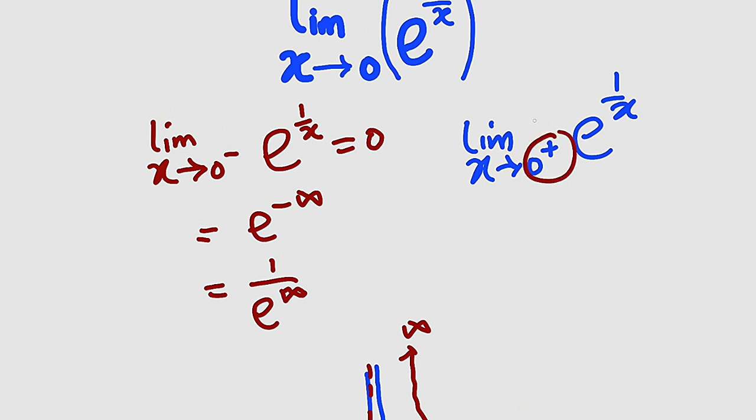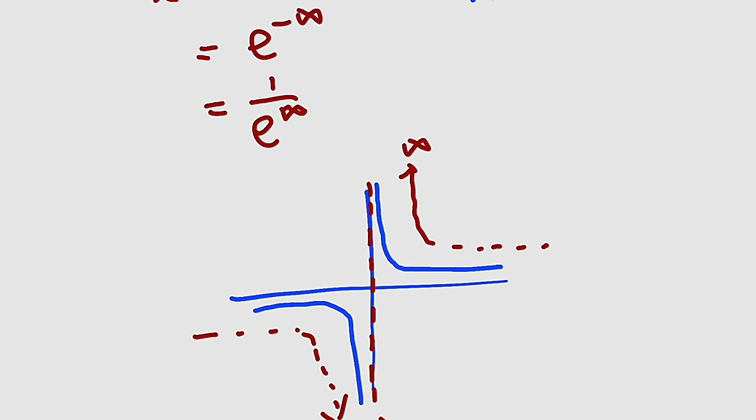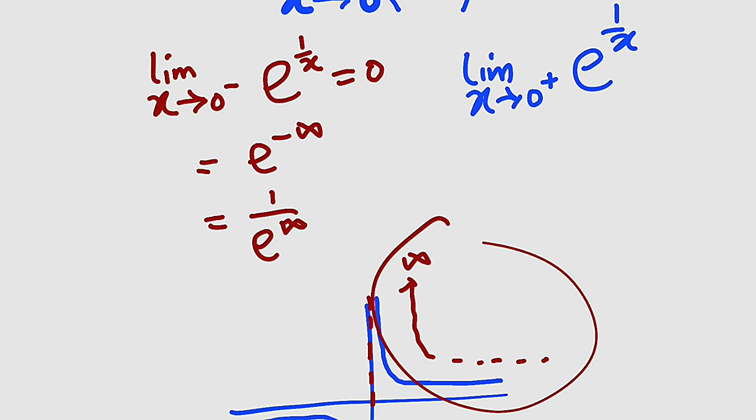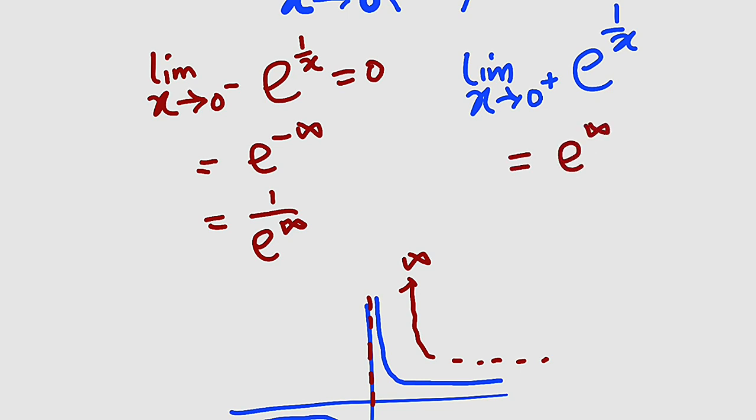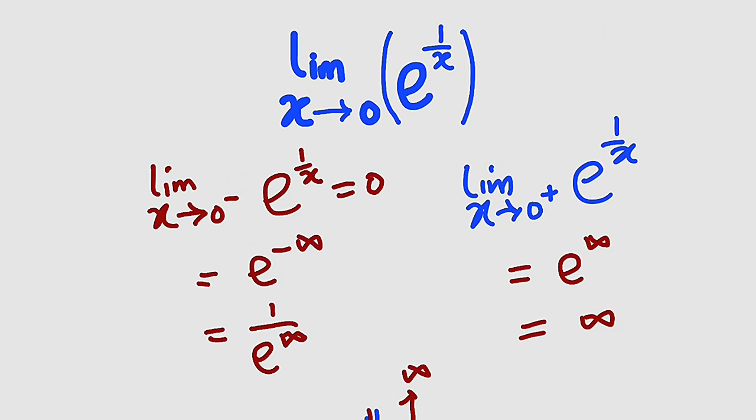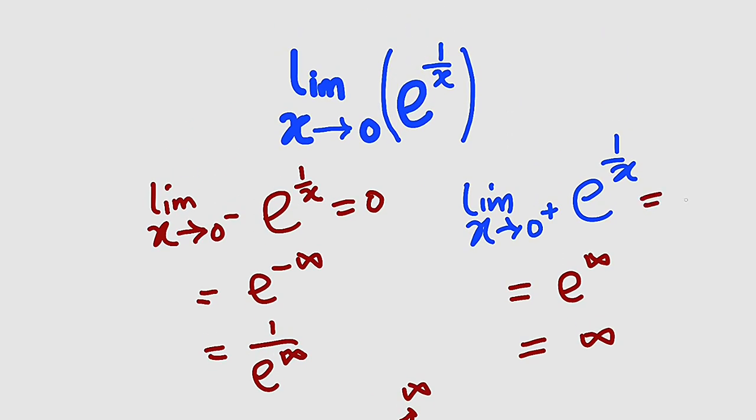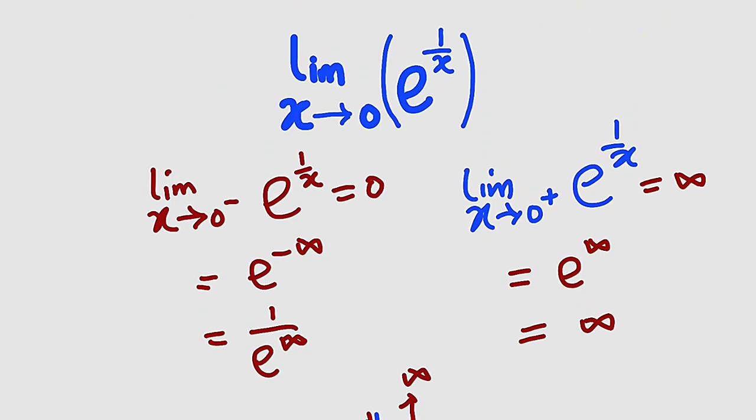So what about the other one? If you approach from the right hand side, the whole of this will approach positive infinity, which you can see here. So we have this to be equal to e to the positive infinity. And e to the positive infinity is also infinity. So you can see that to the right hand side, we are approaching positive infinity. To the left, we are approaching 0. Therefore, since the left-hand side and the right-hand side limits are entirely different, we say that the limit does not exist.